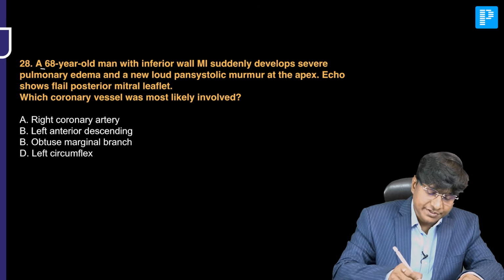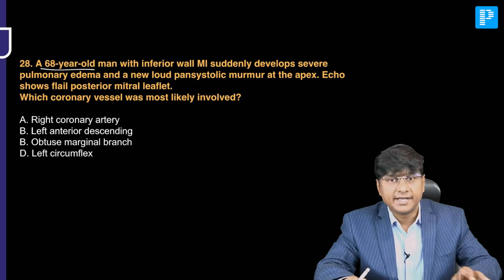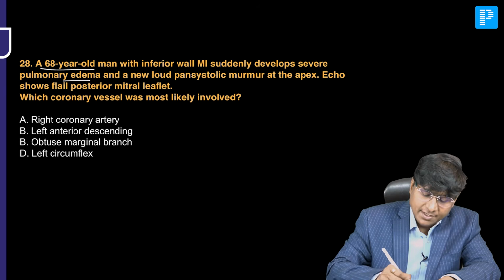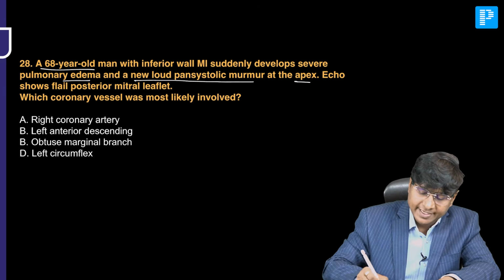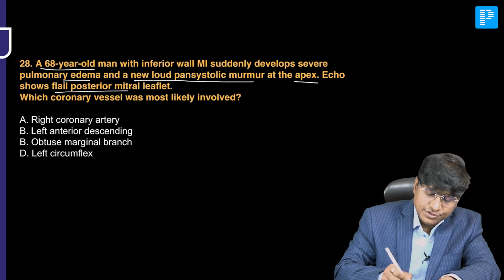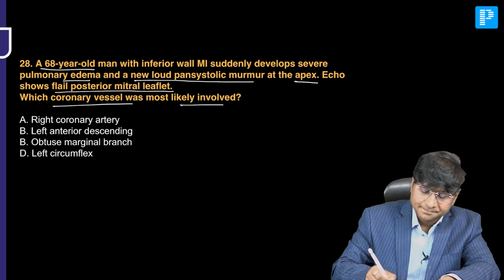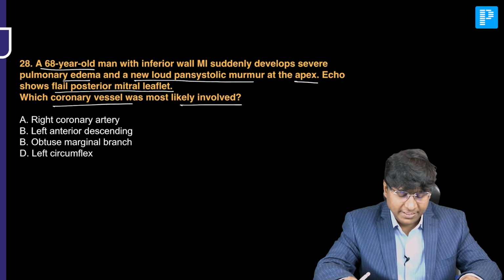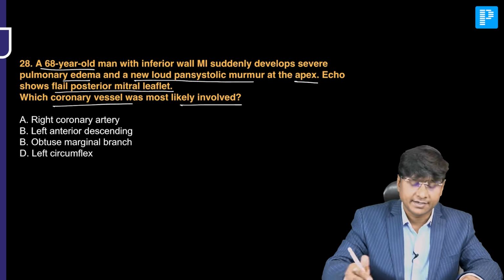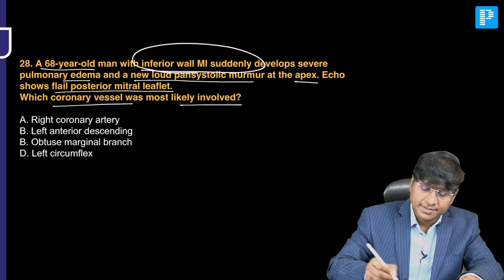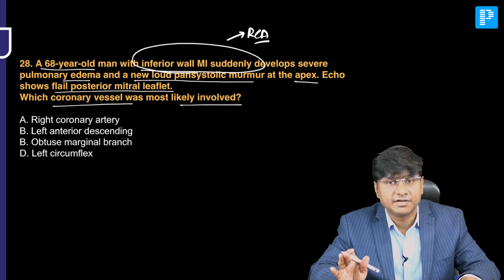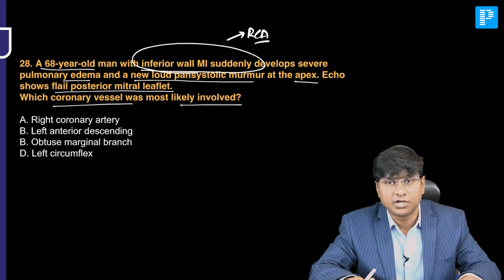Now, you see the next question. A 68-year-old man with inferior wall MI suddenly develops severe pulmonary edema and a new loud pansystolic murmur at the apex. Echo shows flail posterior mitral leaflet. Which coronary vessel is most likely involved? Right coronary artery, left anterior descending artery, obtuse marginal artery, or left circumflex artery. See, this patient has developed inferior wall MI. So in case of inferior wall MI, what is the vessel that will be blocked? That is the right coronary artery.